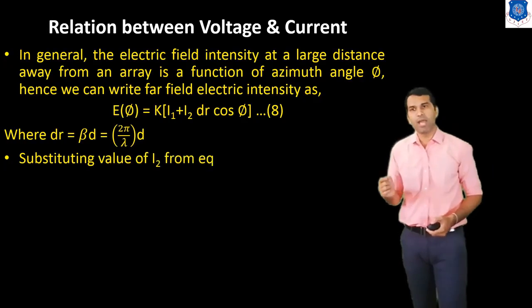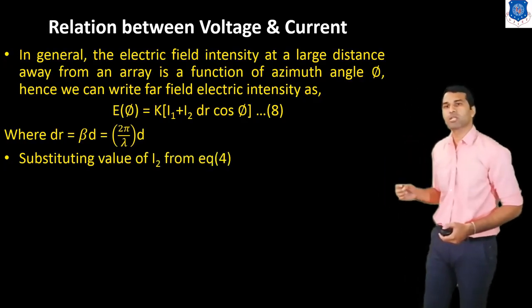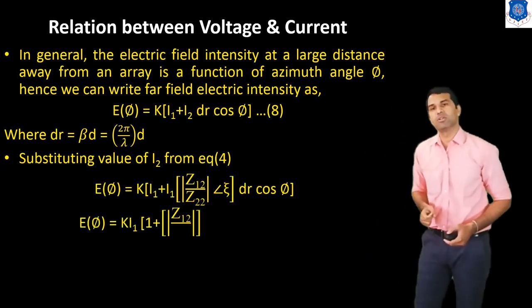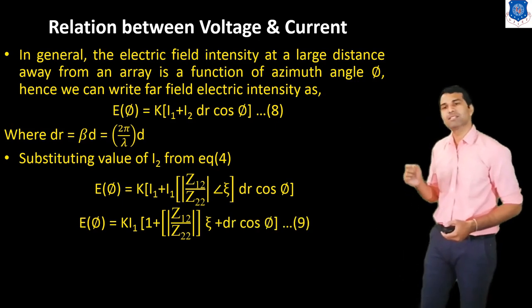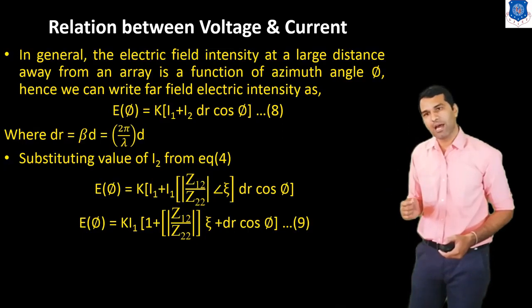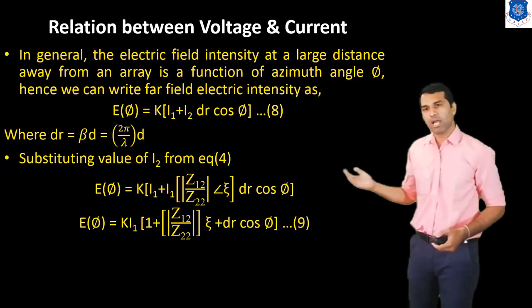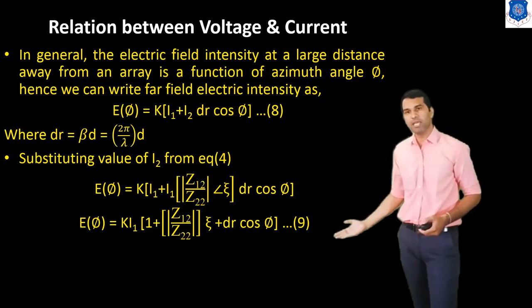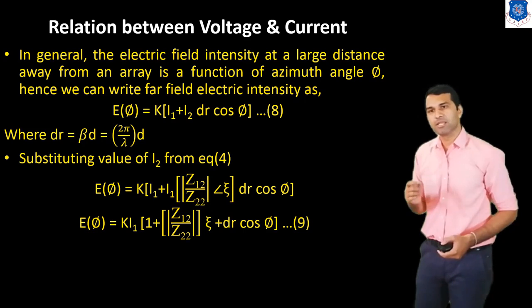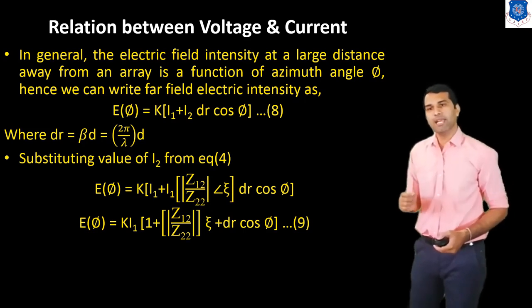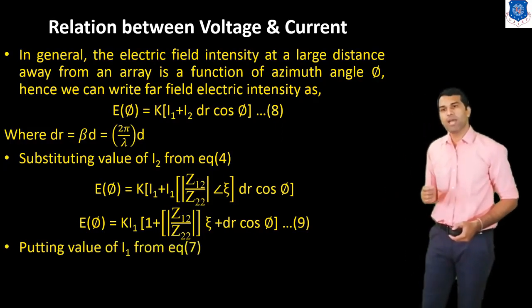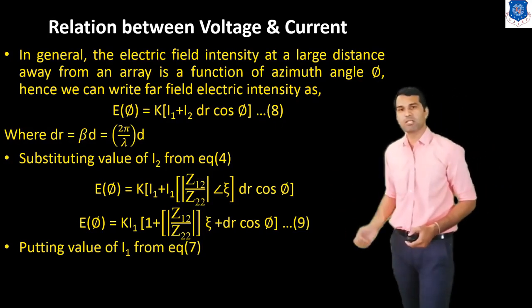Now we are substituting the value of I2 from equation number 4 in this equation. So we can write E phi is equal to K (I1 plus I1 Z12 upon Z22 angle eta) dr cos phi. So now we simplify this equation. So we get E phi is equal to K I1 (1 plus Z12 upon Z22 angle eta plus dr) cos phi. Now we put the value of I1 from equation number 7.